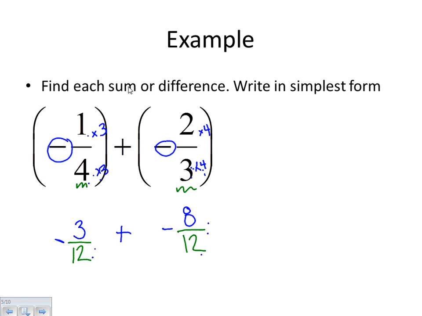Okay, so now I have common denominators, so I can just simply add my numerators. So I have a negative 3 plus a negative 8 all over, keep the denominators the same, 12. Now a negative 3 plus a negative 8 will give me a negative 11 over 12.